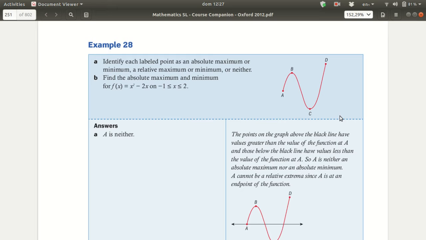Point D is an absolute maximum. We can clearly see that it's the highest point on this function. It's higher than any other point. Okay, so now let's look at part B of this example.